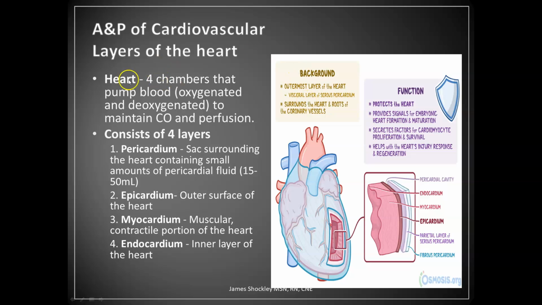Okay, so just like we have 4 chambers of the heart, we have 4 layers of the heart. The pericardium, which is the sac surrounding the heart and contains a small amount of fluid. We'll look further into that once we get to our valvular and inflammatory disorders. We have an epicardium, which is the outer surface of the heart, the myocardium, the muscle, and the inside, the endocardium of the heart.